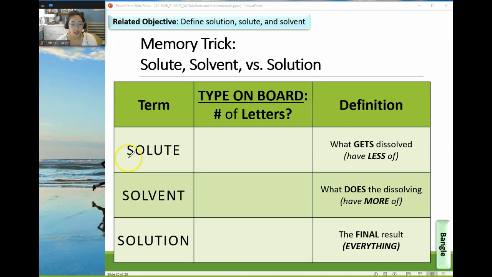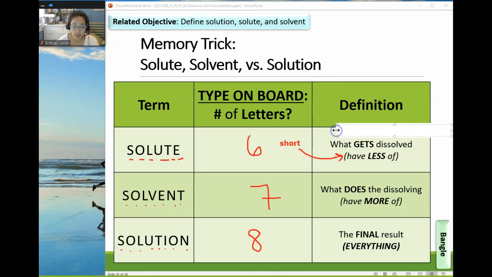All right, so let's go ahead and take a look here. You should see 1, 2, 3, 4, 5, 6 letters in the word solute. You should be able to see 1, 2, 3, 4, 5, 6, 7 in the word solvent. And 1, 2, 3, 4, 5, 6, 7, 8 in the word solution. And this right here is the trick, y'all. So the short word, in this case with only 6 letters, solute, is what you have less of. So this is actually what is getting dissolved. It's what you have less of. It's a short word. Short word's what you have less of. So this is what gets dissolved, for example, my drink mix in the example that we looked at earlier.